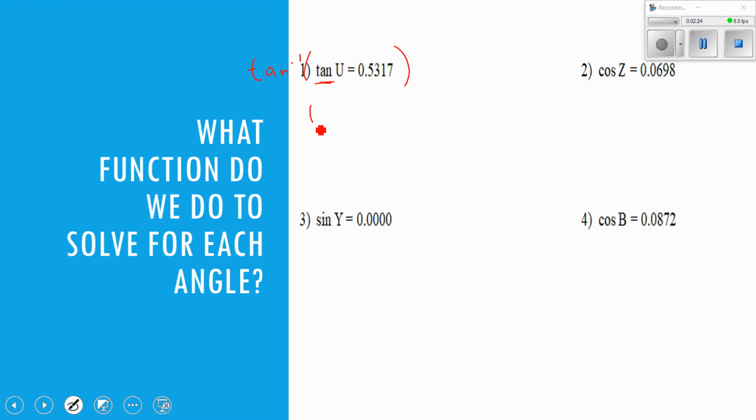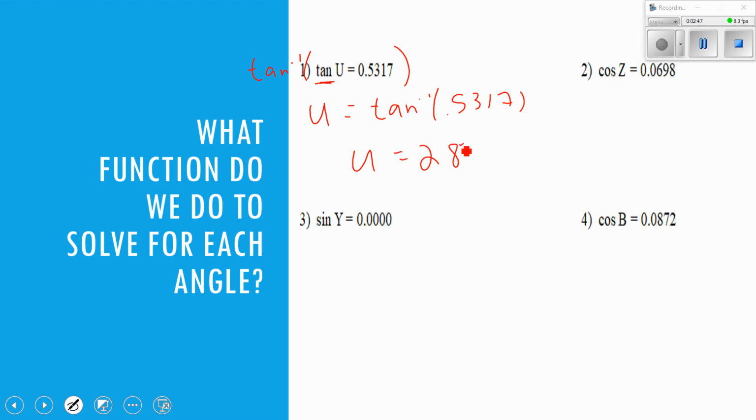Cancels out on the left to give us just u. And then we would have tangent^-1 of 0.5317. And again, we're going to type that into our calculator. We're going to hit tangent^-1, 0.5317, and we're going to get u equals 28 degrees.